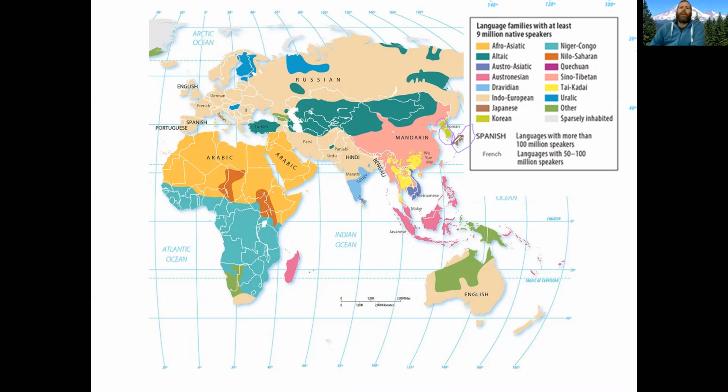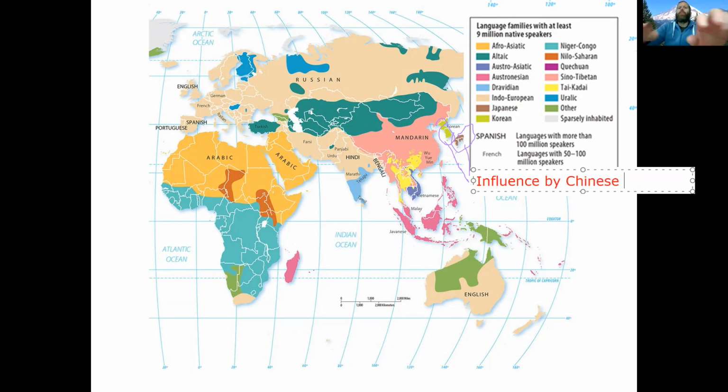So Korean and Japanese got their own language families, even though both of them have borrowed pretty heavily. They're influenced by Chinese in a lot of different ways, both in terms of spelling, in terms of vocabulary, and things like that. So both Korean and Japanese are influenced by Chinese for a lot of historical reasons.